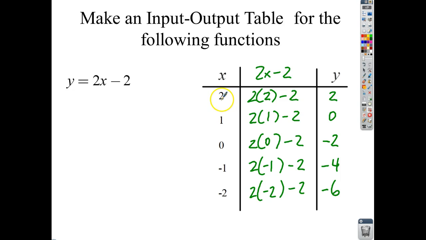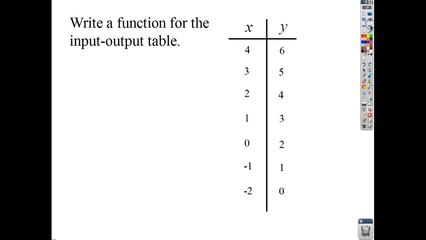Okay, so there are my pairings, right? When I plug in 2, I get out 2. Now this is a function because every time I plug in 2, I will always get 2 out. Okay? Every time I plug in 1, I will always get 0. There's no way I can not get 0 for this. But I'm letting you know right now that these are functions already. Don't worry, we'll practice more with it.